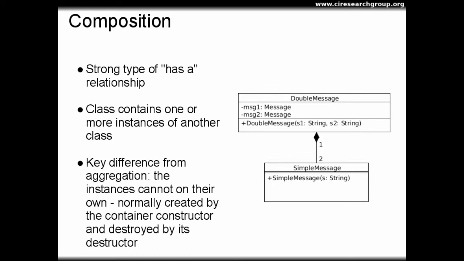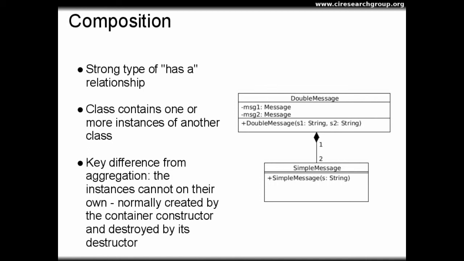It is important to understand this key distinction between an aggregation and a composition. With an aggregation, we create instances to add to the collection, then add them to the collection. With a composition, the instances are normally created in the class constructor for the composing class and destroyed by the destructor of the composing class. There are no methods to manage the collection of composed instances.